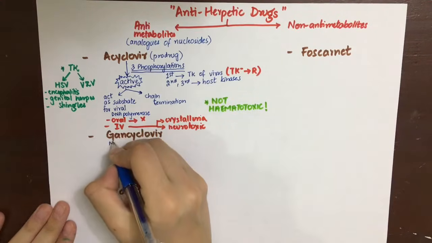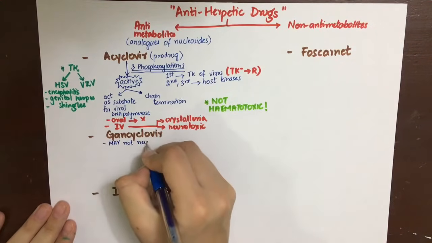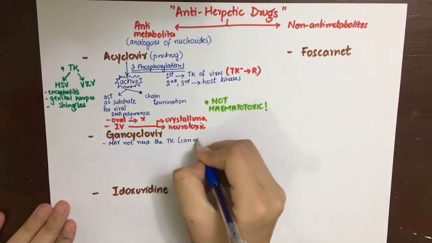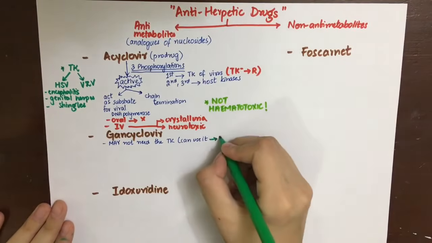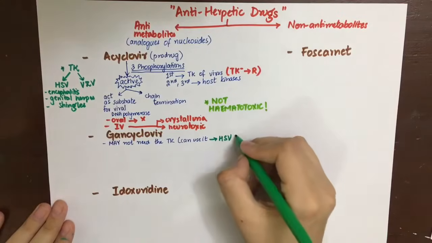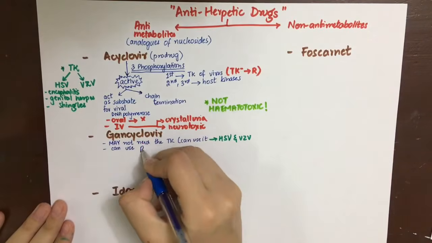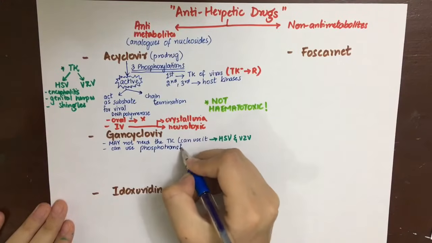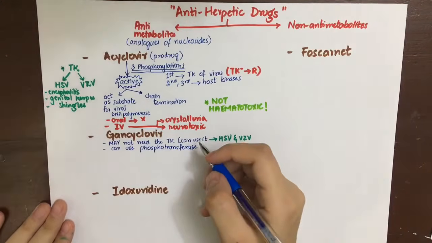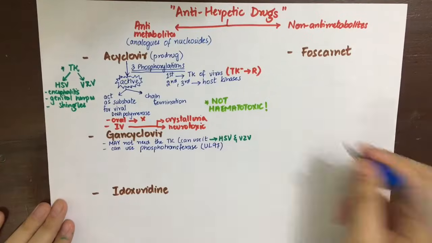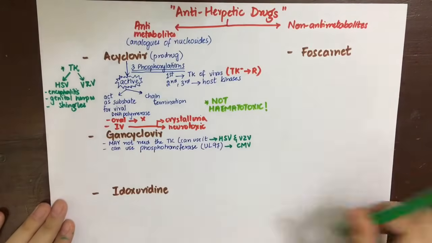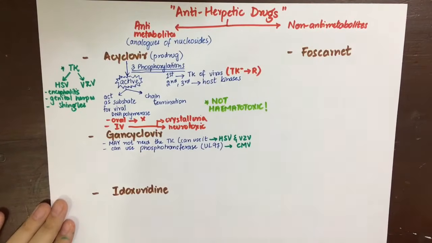Coming to Ganciclovir, it may not need the TK enzyme. Now it can use it, but it might not need it. That's why it is also, like Acyclovir, effective in HSV and VZV infections, but it can also use the phosphotransferase, that is UL97 enzyme of the CMV virus, and that's why it is also effective against CMV virus.